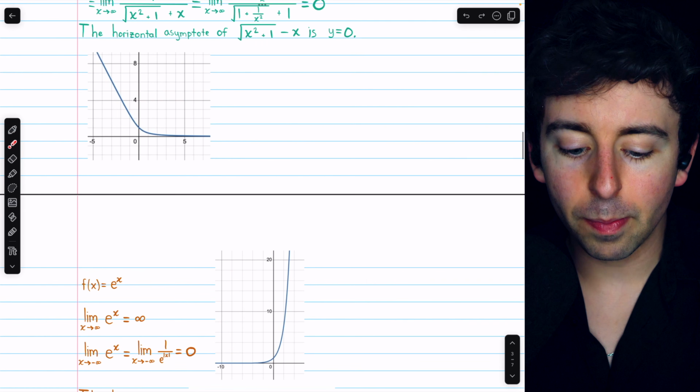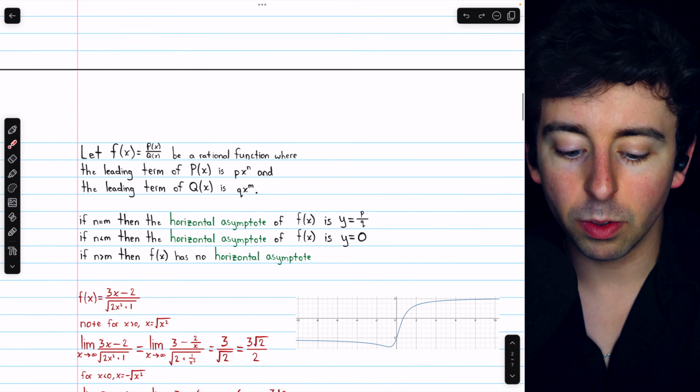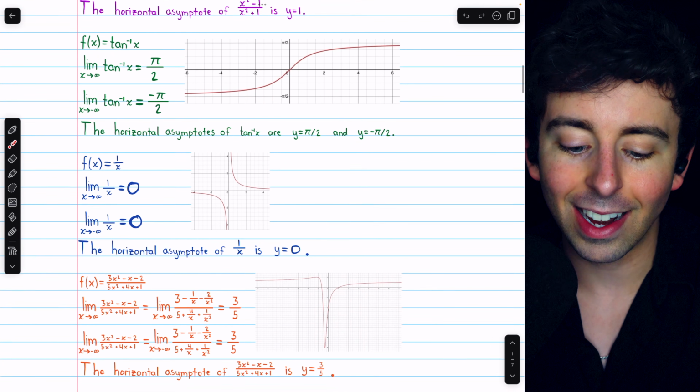But those are a few examples of finding horizontal asymptotes of functions by taking limits at infinity.